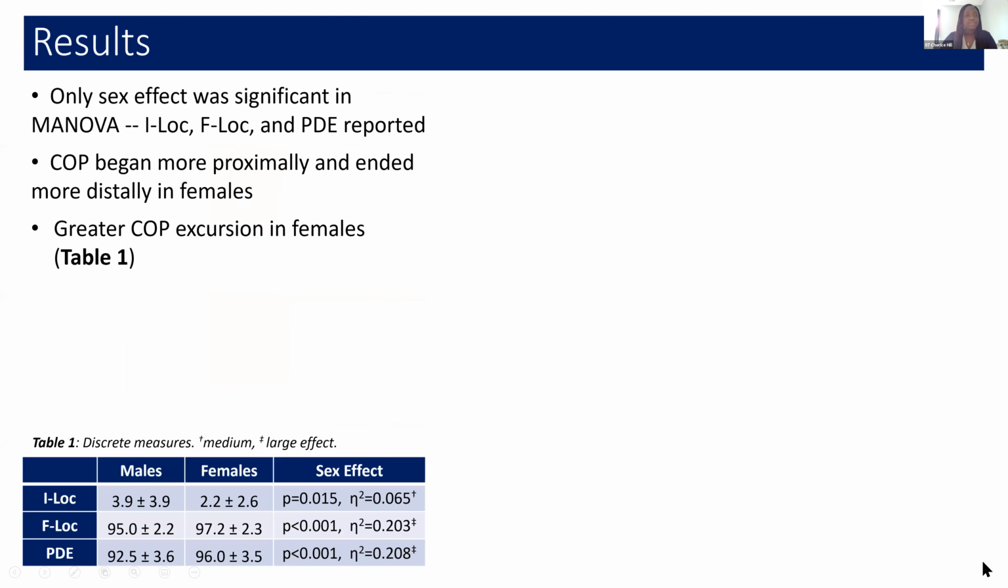So discretely, we found that only sex was significant in our MANOVA. So we focused on the sex effect for the 3 variables that were significant within that MANOVA, which were initial and final COP location and proximal distal excursion. And we found that, again, COP trajectory began more proximally and ended more distally in females, leading to a greater COP excursion in females, as shown here in table 1. And we did find medium to large effect sizes for each of those discrete measures.